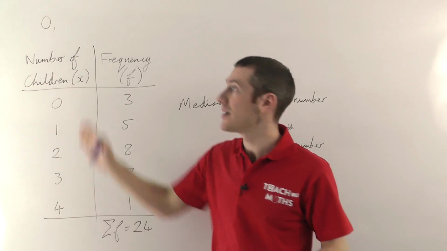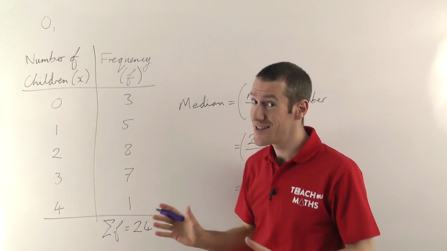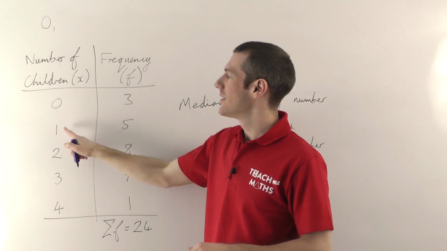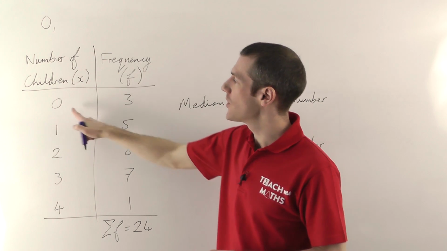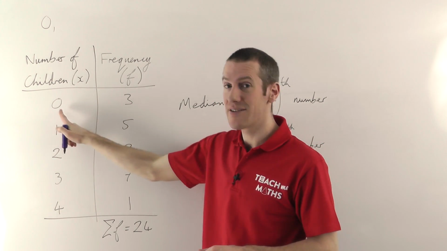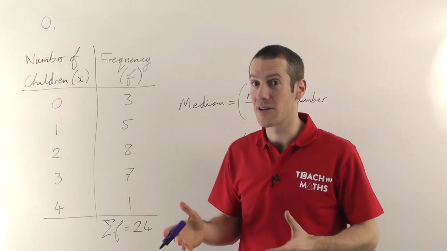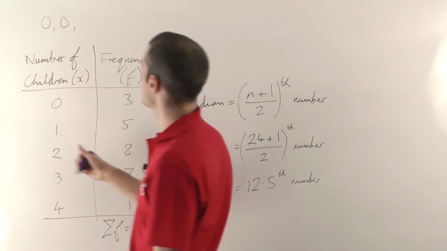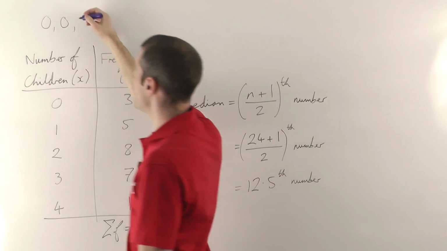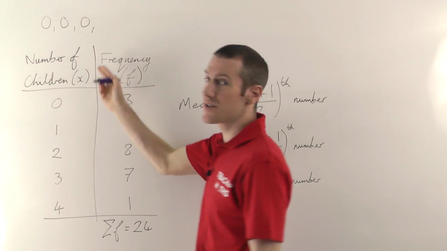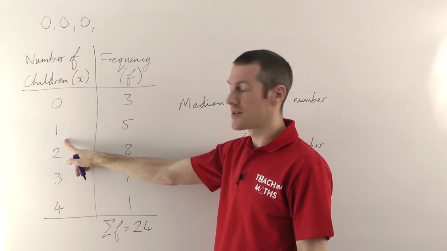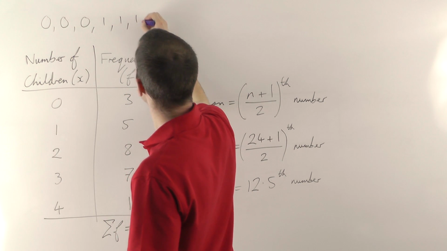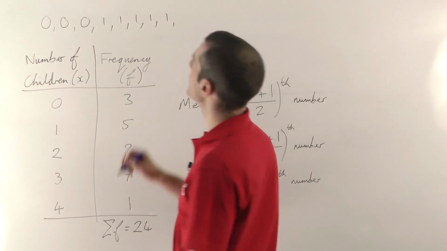The second number in our long list of numbers is not 1. There are 1s in the list, but you've got to put all your zeros first, and there are 3 zeros in the list. So the second number is another 0. I need all 3 zeros to come first: 0, 0, 0. Then we get on to our 1s. There are 5 1s in the list: 1, 2, 3, 4, 5.